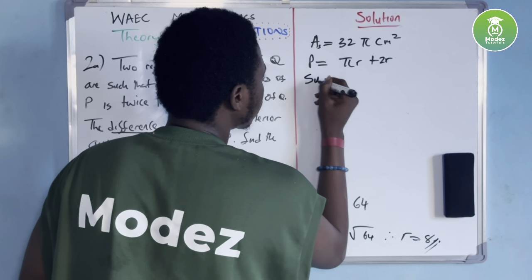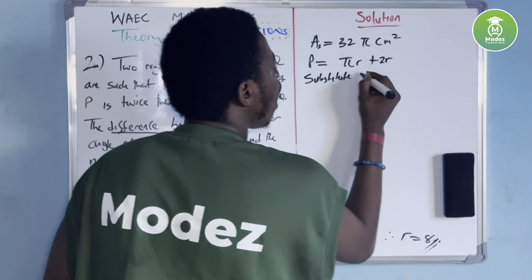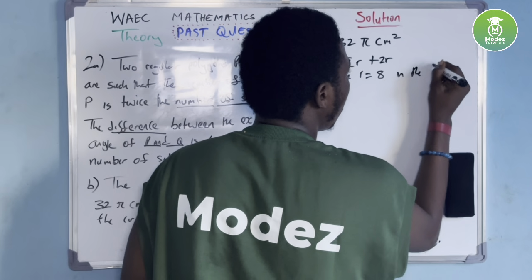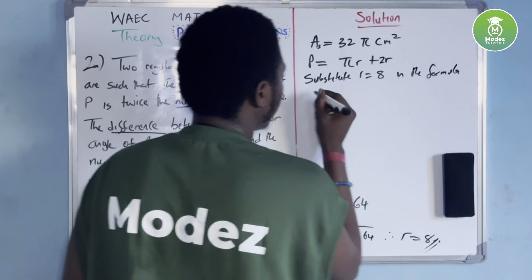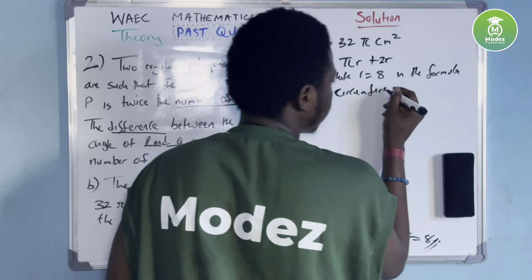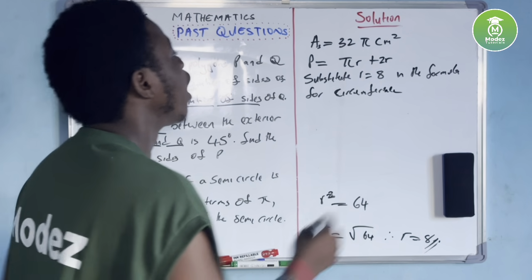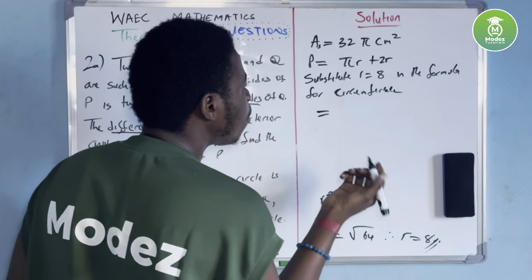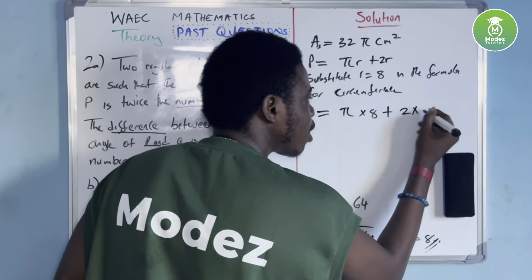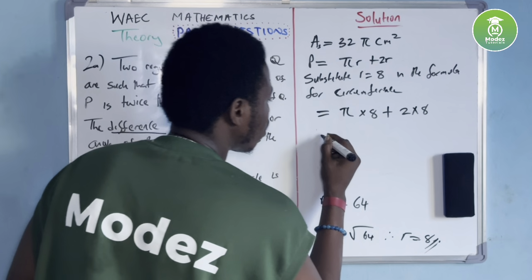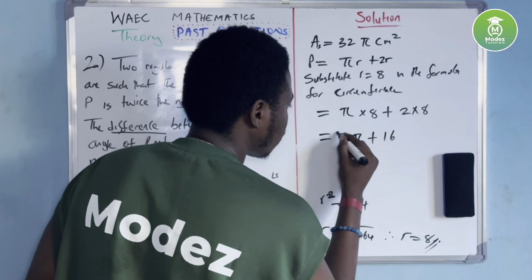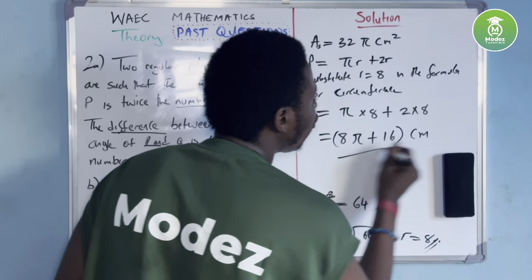So you substitute r equal to 8 in the formula for circumference. You just bring it into the formula. Then you have pi times 8 plus 2 times 8. I hope you are getting it. So you get 8 pi plus 16 centimeter. Please don't forget to put your unit.